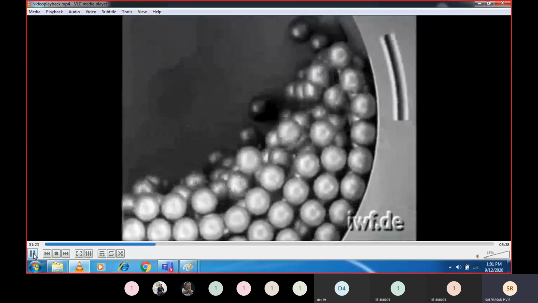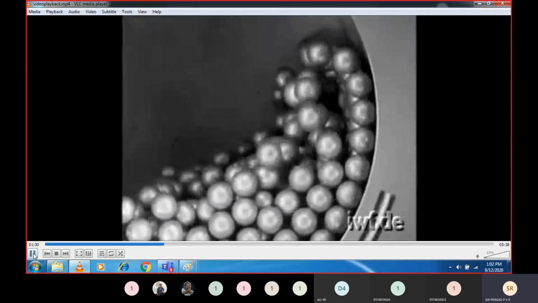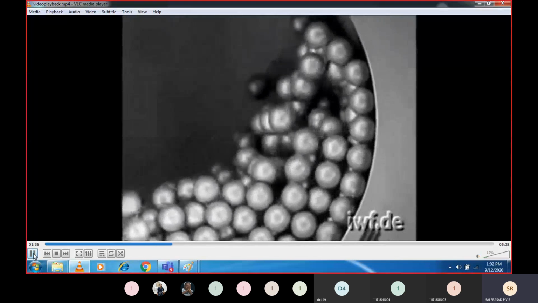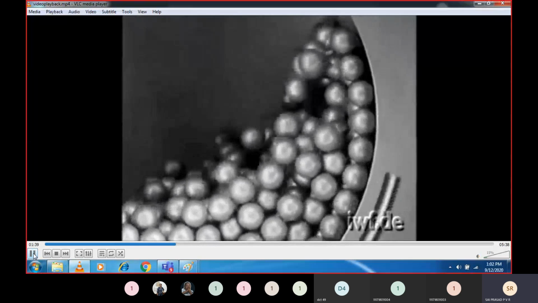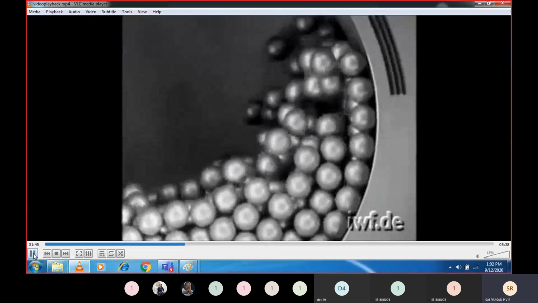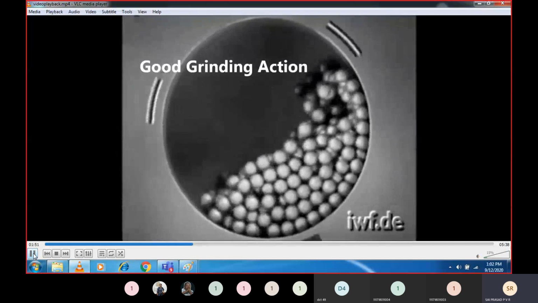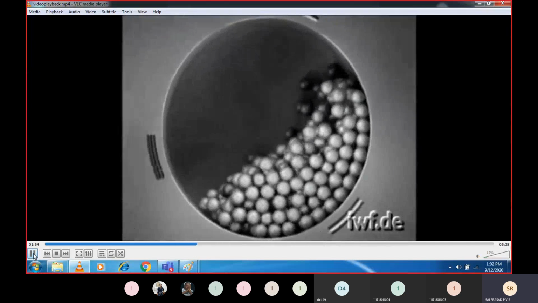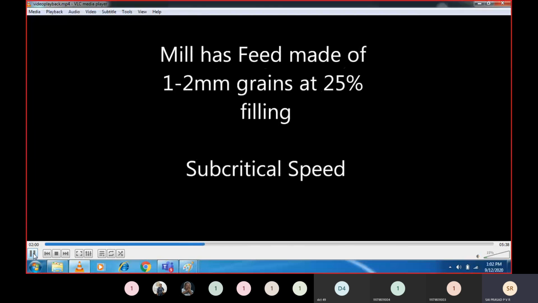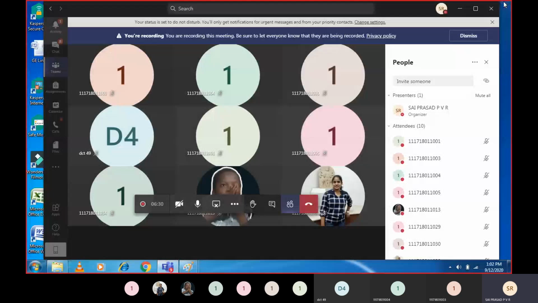Point of breaking, the contact. So this is one type of grinding where we can see the ball mill.